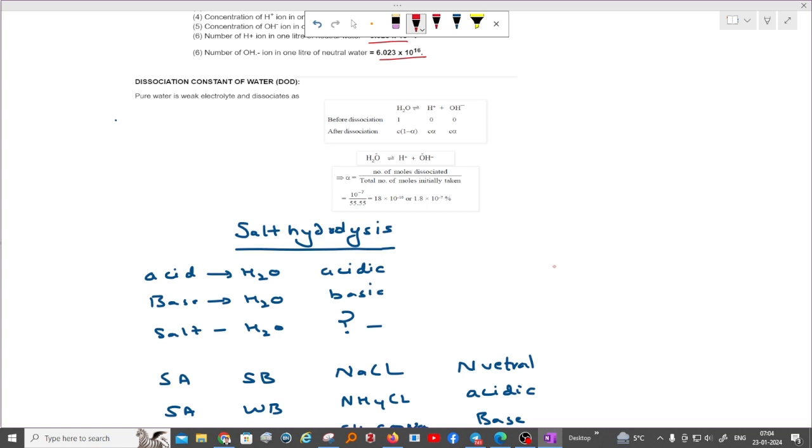Now I want to calculate the degree of dissociation for pure water. Here alpha will be equal to the number of moles dissociated, that is 10 power minus 7 for H plus, divided by the total number of moles initially taken, that is 55.5. So the degree of dissociation is 1.8 into 10 power minus 7 percent. So very small dissociation is there for water. Water dissociates to a very small extent, that is 1.8 into 10 power minus 7 percent. Out of the total 55.5 moles of water, only 1.8 into 10 power minus 7 percent is getting dissociated. Okay, so this is the general basic about water.